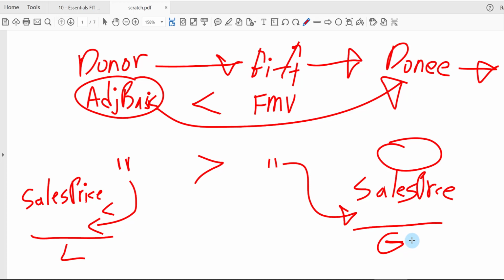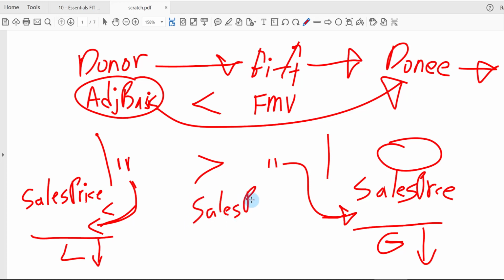By using this smaller amount or this larger amount, what you're doing is minimizing the loss. You're minimizing the gain. So tell me, what would happen if the donee sells the asset between this adjusted basis and this fair market value? Okay, so the sales price falls in between the two. The donee is going to use the sales price as the cost basis. So tell me, what's the gain or loss?